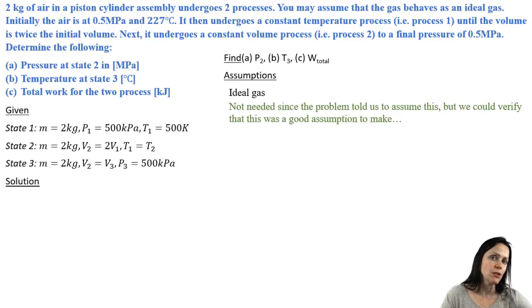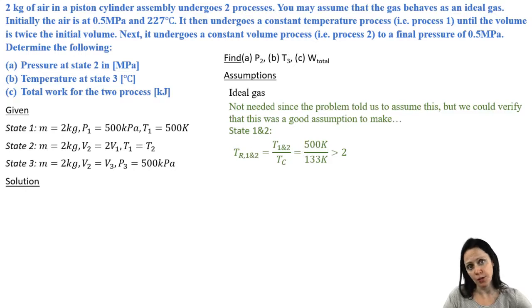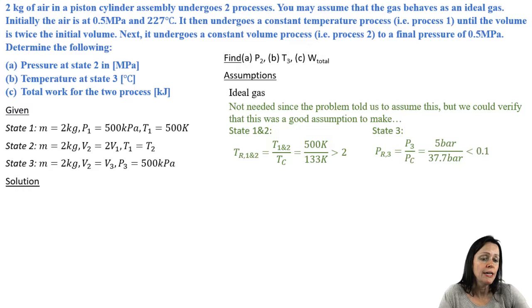I noticed at state 1 and 2, it's an isothermal process, the temperature is the same, so I'm going to calculate the reduced temperature at state 1 and state 2, and I see right away that it's greater than 2. That critical temperature is a value that I can pull off table A1 for air, and once again, I get that the reduced temperature is greater than 2. Then at state 3, I don't know the temperature, but I do know the pressure, so I can calculate the reduced pressure. I get the critical pressure off of table A1, and I can see that my reduced pressure is less than 0.1. So I verified that it's a good assumption to make, that this air behaves as an ideal gas for state 1, state 2, and state 3.